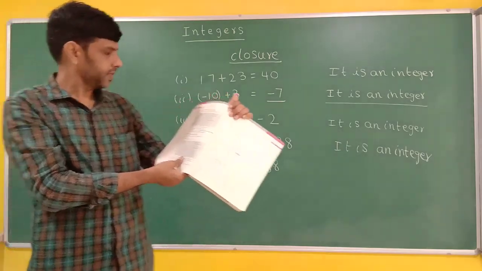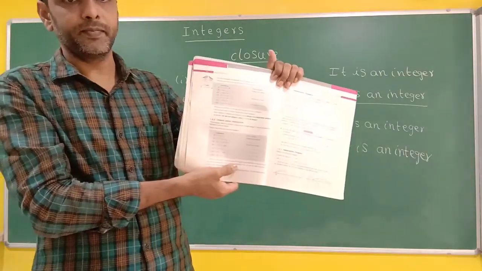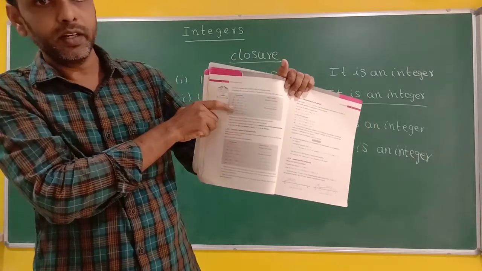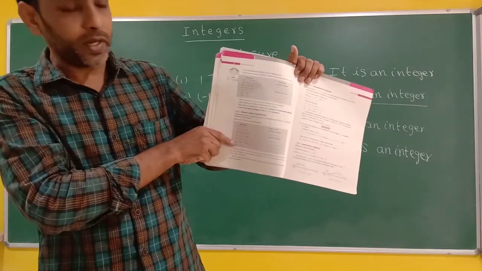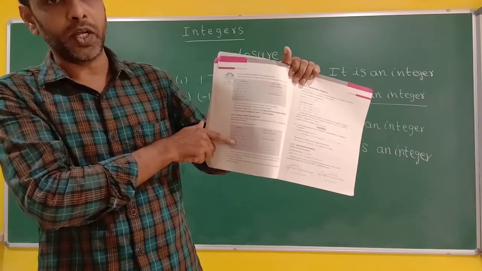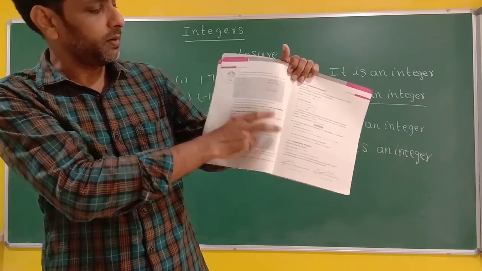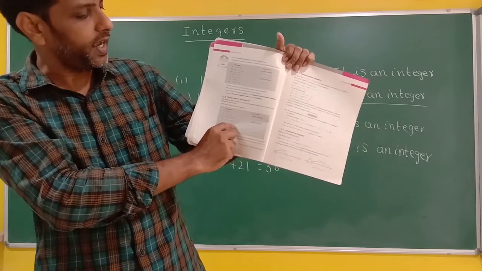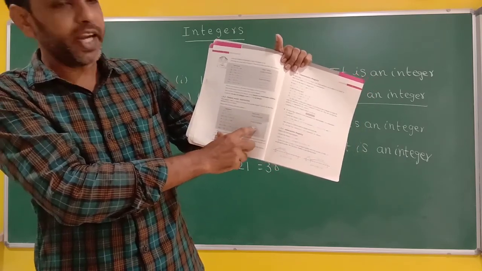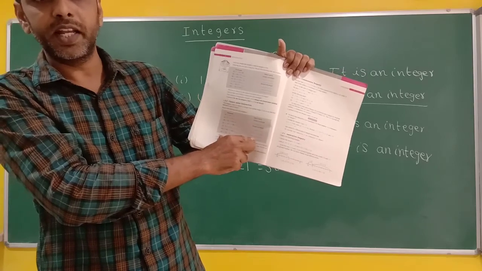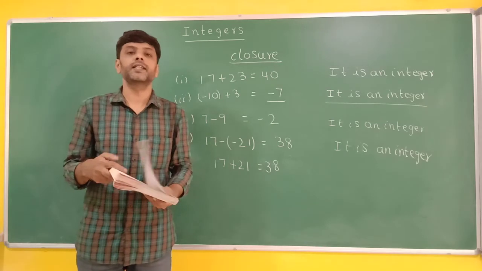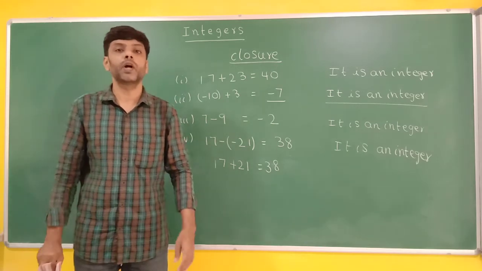See here, page number 6. In page number 6, these are addition and these are subtraction. Both are closure property only. Closure property addition problems, closure property subtraction problems. You have to write the answer here and the statement here, whether it is an integer or not. Understood? So, in our next class, we will discuss associative property.